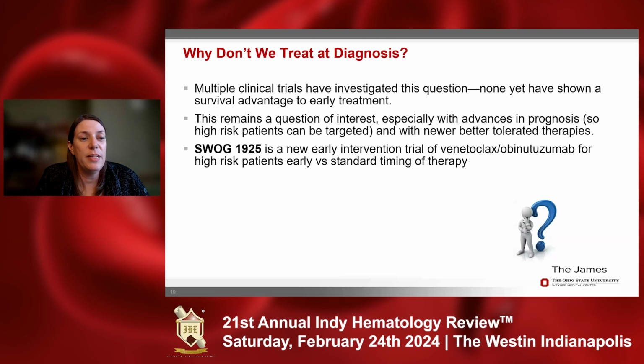And there is a current national clinical trial. It's called SWOG 1925, which is a study of a combination therapy called venetoclax plus obinutuzumab, where they're taking patients who have higher risk CLL at diagnosis and randomizing them to early versus delayed therapy. Again, to answer this question, could early intervention make people with CLL live longer?